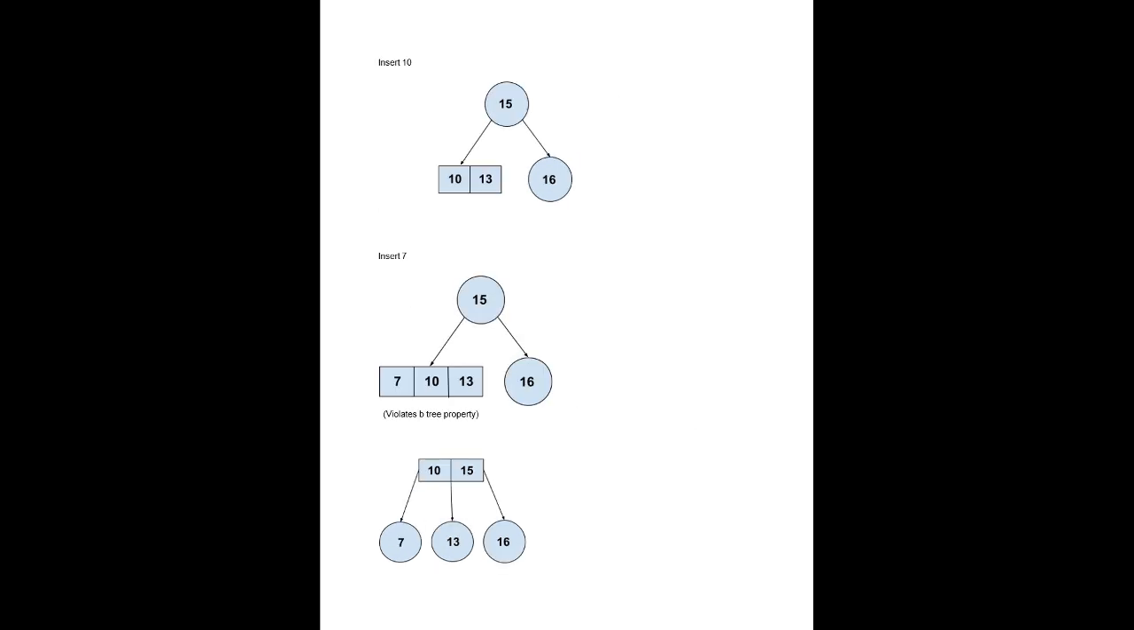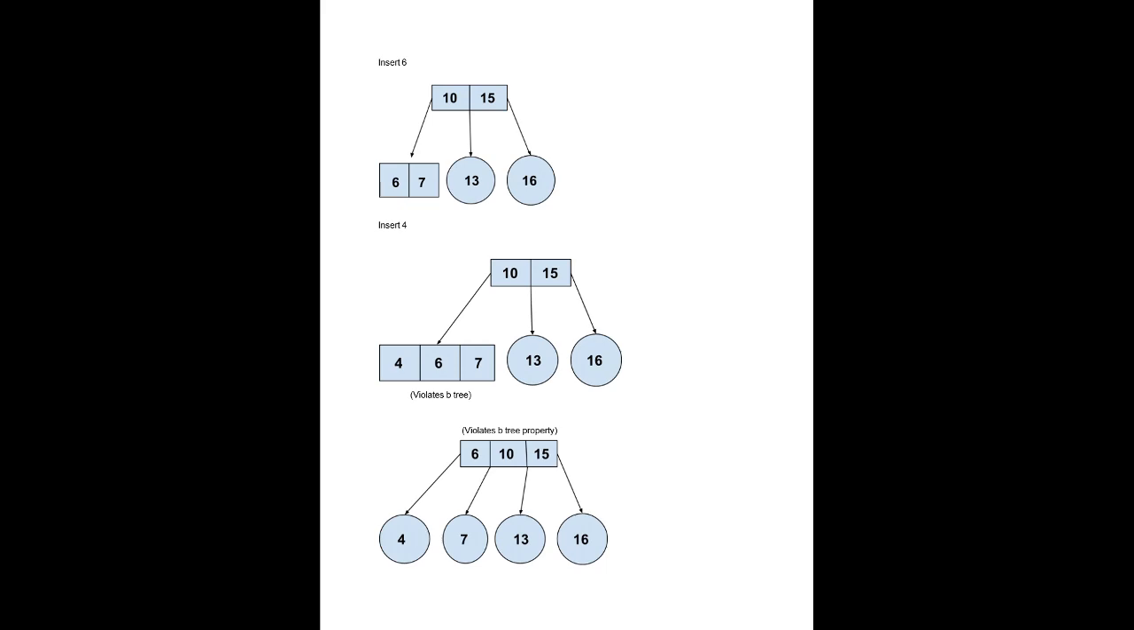Next, the element is 10, which is less than 15 and 13, so it will be placed on the left side of 13. Next element is 7, which is less than 15, 13 and 10, so it is placed to the left of 10. Here the condition gets violated and 10 becomes a parent, so the tree becomes 10 and 15 as parents and 7, 13, 16 as children. So we have 2 parents for 3 children.